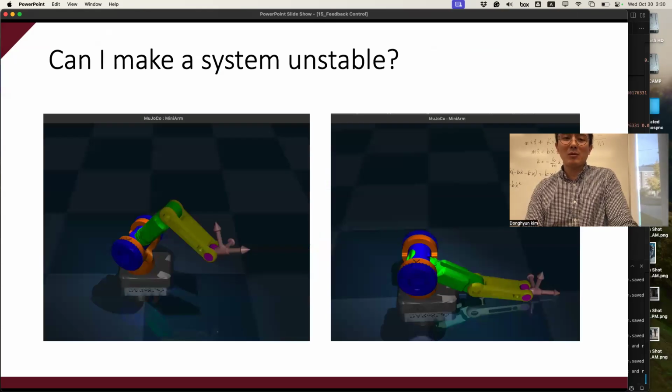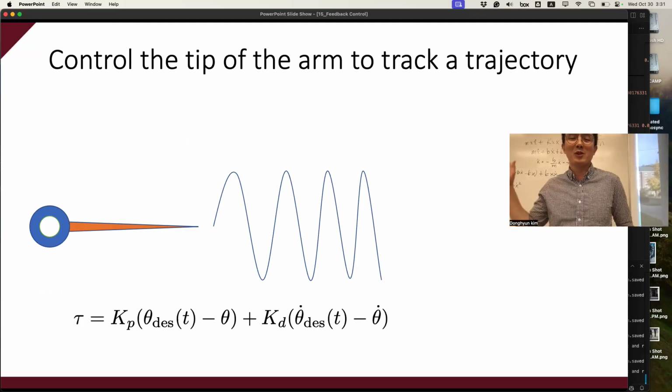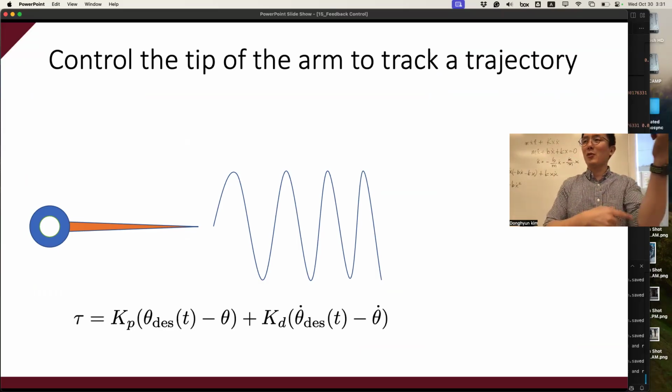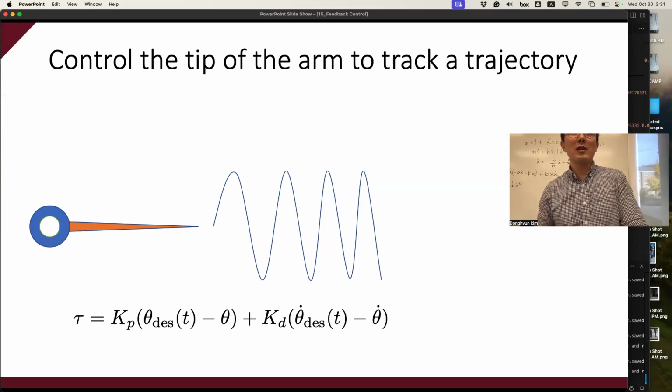Can I make the system unstable? Okay, I'm showing the video. At the end, you're going to apply this formula in your torque command. In the system, you are going to control the joint torque, and the joint torque is going to be decided by this formula. Measure the current joint position and velocity, calculate the error, multiply with Kp and Kd, sum up, and that is the joint torque.